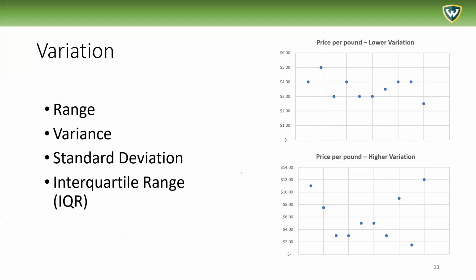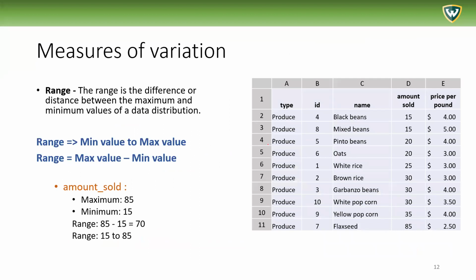There are four measures of variation that we're going to be discussing: range, variance, standard deviation, and interquartile range. Range is the most straightforward one. It's the difference, or distance, between the maximum and minimum values of a data distribution. When I say data distribution, I just mean the set of values of the data set that you have of the multiple instances. We can think about it as that difference itself, or we can also think about it as the minimum and the maximum value. It's usually important to know the minimum and the maximum value and not just the difference.